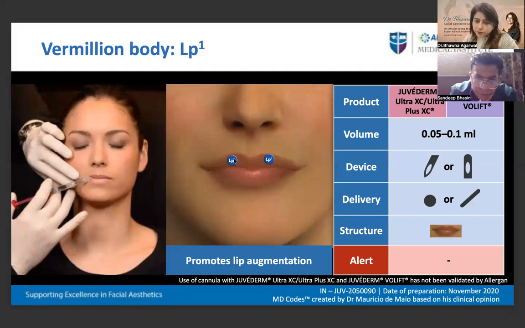So when you are doing this fanning or linear threading, you are moving from lateral to medial? No, you are moving from medial to lateral. It's retrograde linear threading, medial to lateral. Like this you will be filling, or is it like this you are filling?